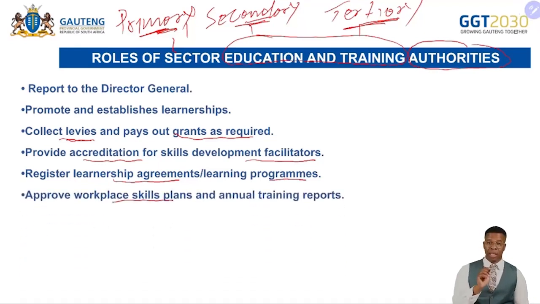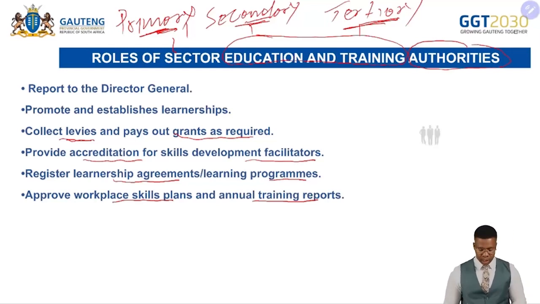Remember, the business complies by submitting a workplace skills plan. And then what the sector education and training authority does is to approve, to say this workplace skills plan is relevant to the needs of that particular sector. And then they also approve annual training reports, to say after a business has trained their workers for a year, the sectors will be the ones who approve the training reports.